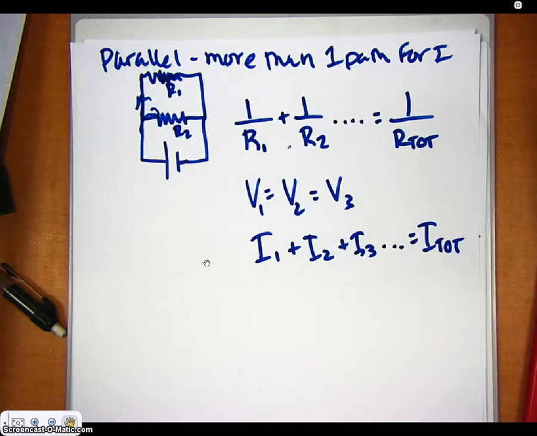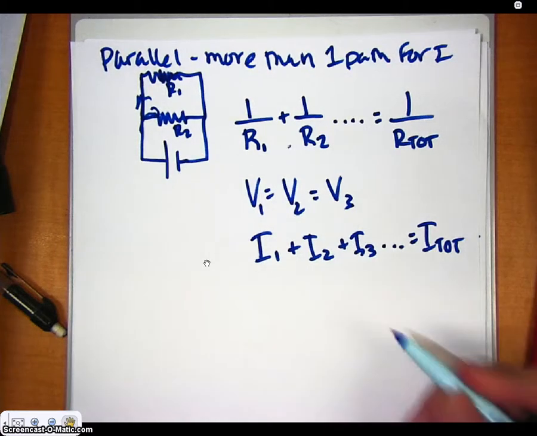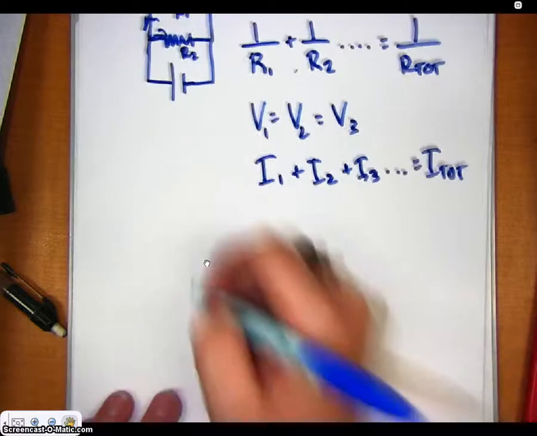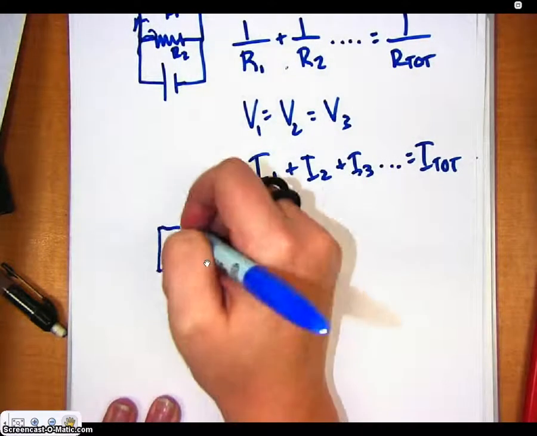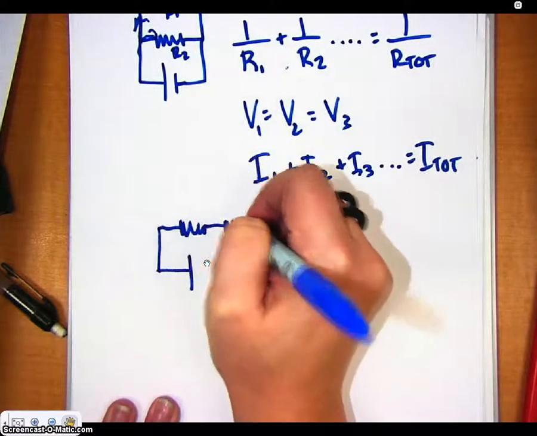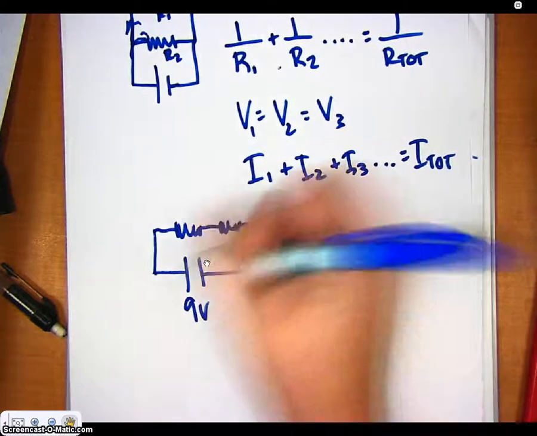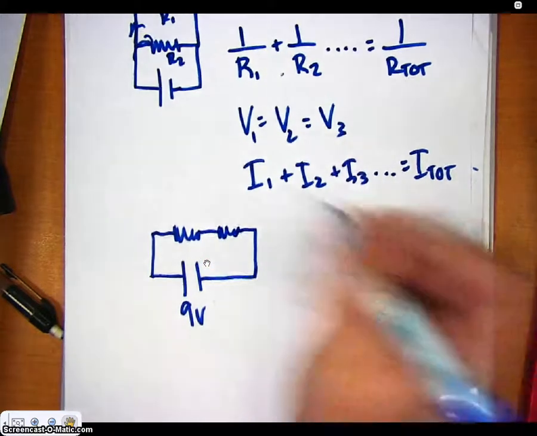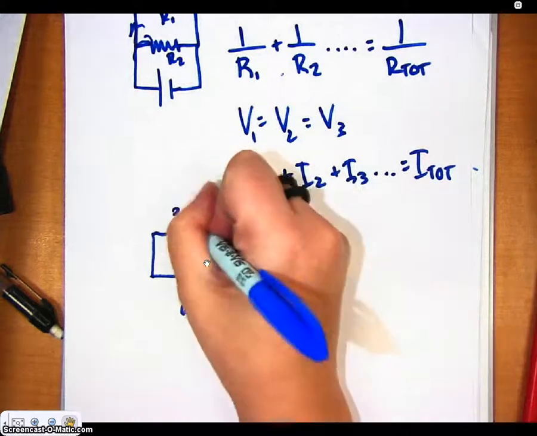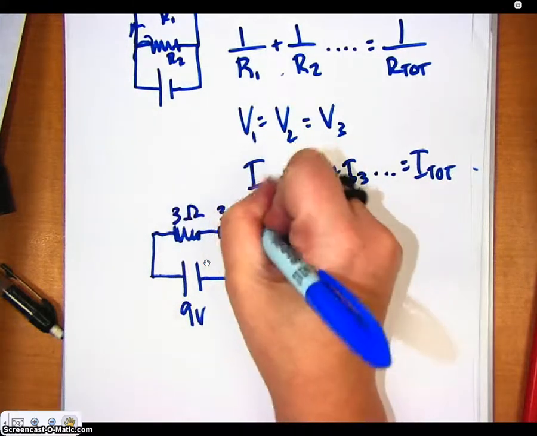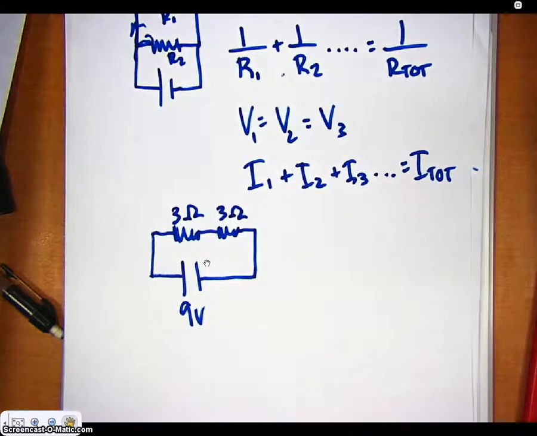Okay, so let's just say I had a very simple series circuit. So let's say I have a 9-volt battery and I have two resistors. Okay, so here's 9 volts, and let's say they're both 3 ohms. Typically what I want to find out first is the total current moving through this.